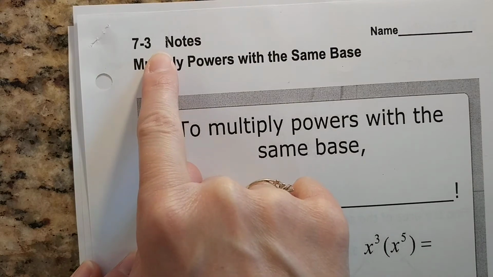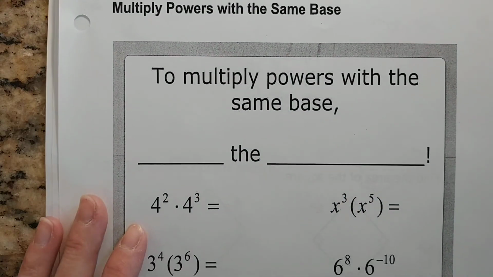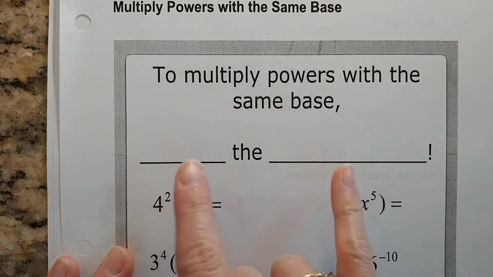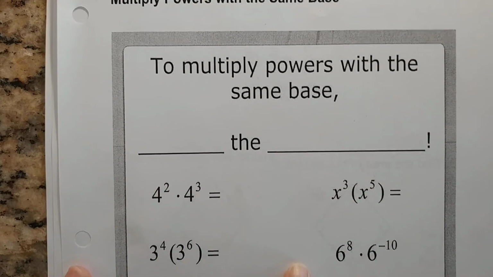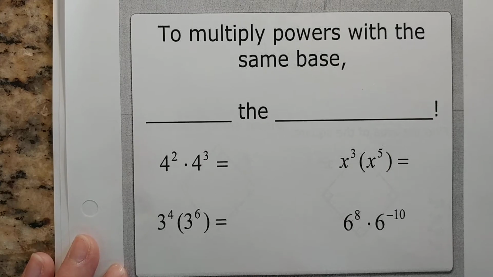This is lesson 7.3. It's called multiplying powers with the same base. Today we're going to figure out how to multiply powers with the same base. There is a rule for this, but in order to figure out the rule, I want to take a look through some examples with you, see if you can notice any patterns, and determine what the rule is.